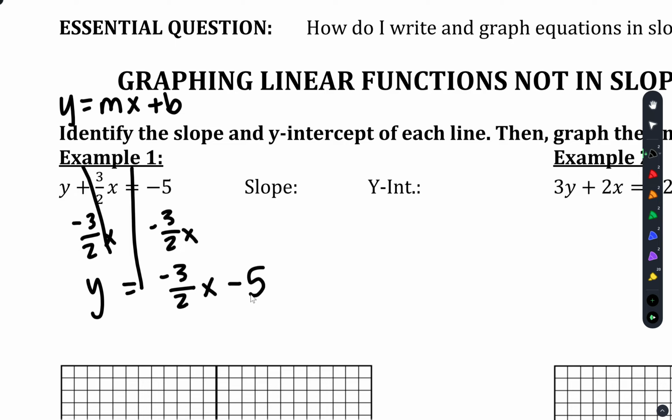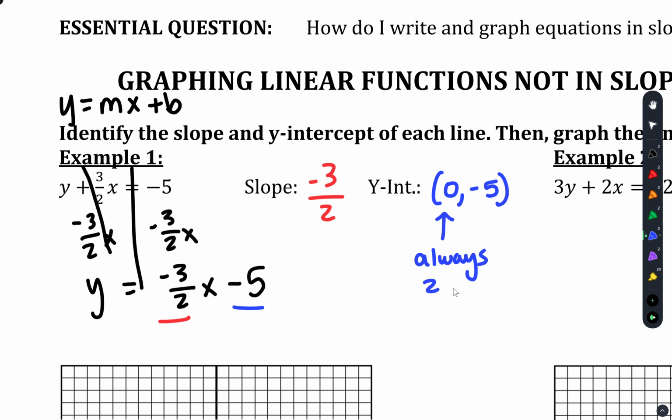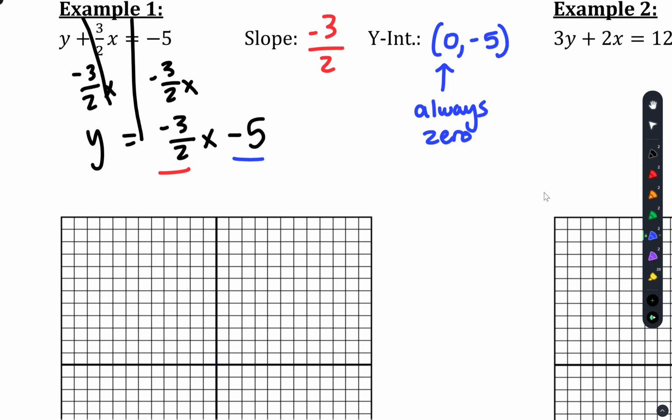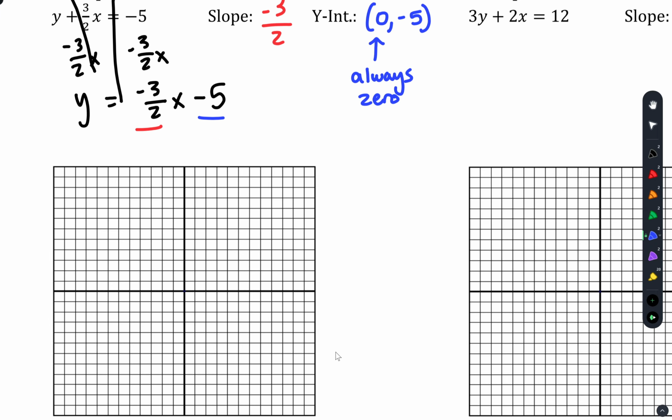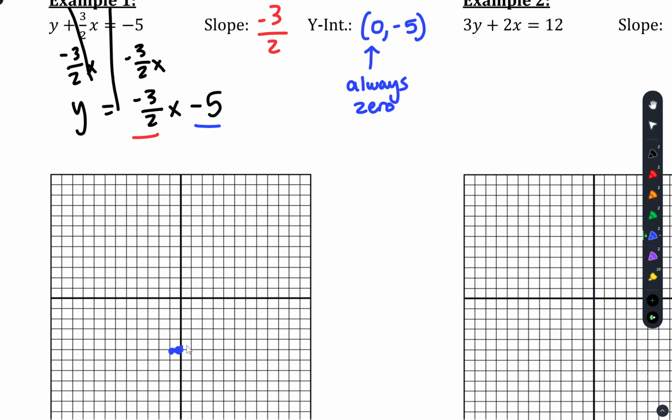From here, I take my slope, which is negative 3/2, and I take my y-intercept. Remember, we're trying to write these as points, 0, negative 5. This is always 0. We remember how to do this part, right? So now we take our y-intercept. I look at my y-axis. I plot that point first here at negative 5.